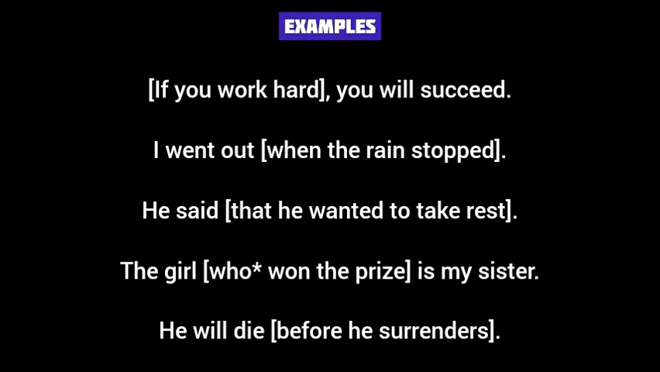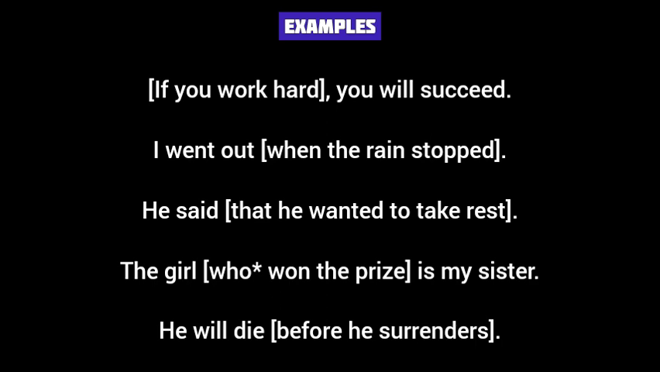In the second sentence, the first clause, "I went out," is the principal clause, and the second clause, "when the rain stopped," is the subordinate clause. "When" is the subordinating conjunction. In the third sentence, "he said" is the principal clause, "that he wanted to take rest" is the subordinate clause, and "that" is the subordinating conjunction.